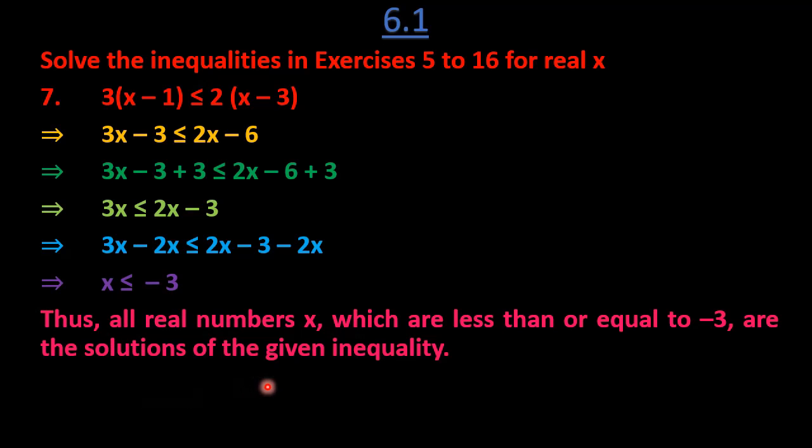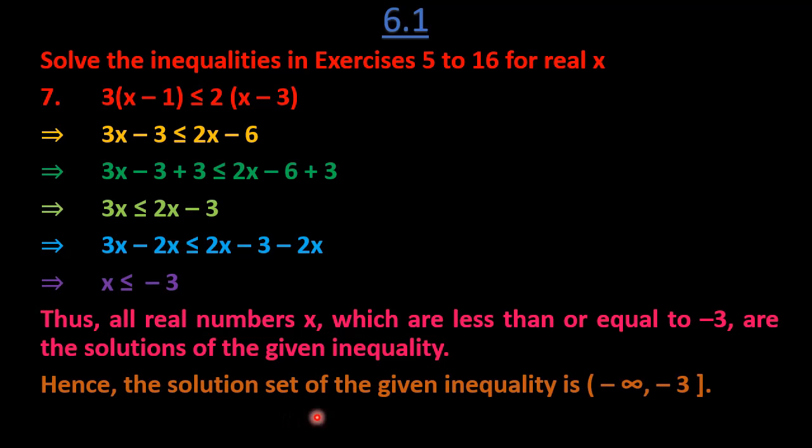Thus all the real numbers x which are less than or equal to minus 3 are the solutions of the given inequality. So we write the solution set as minus infinity comma minus 3. So this minus infinity will not be included. So we call it open and we represent it by a round bracket. And this minus 3 will be included because of this less than or equals to sign. So then we put a square bracket representing the closed end of the interval.